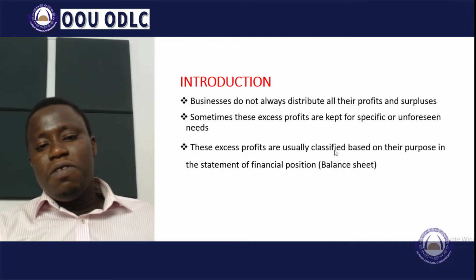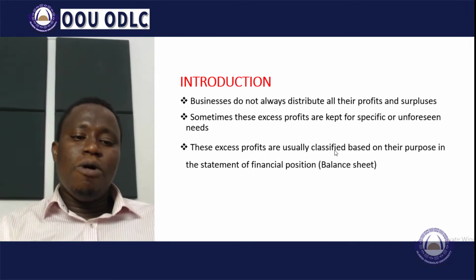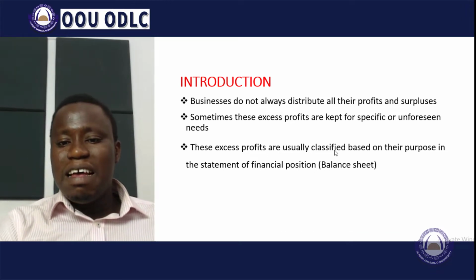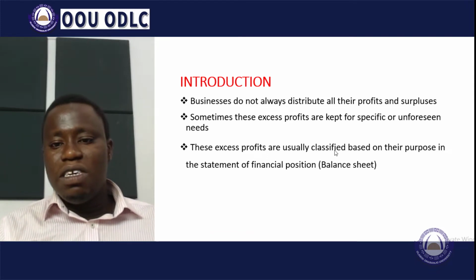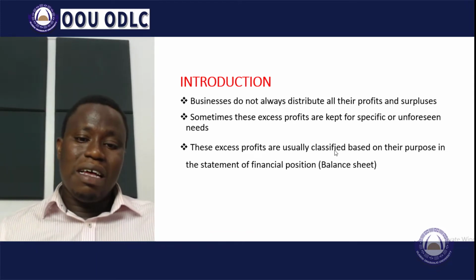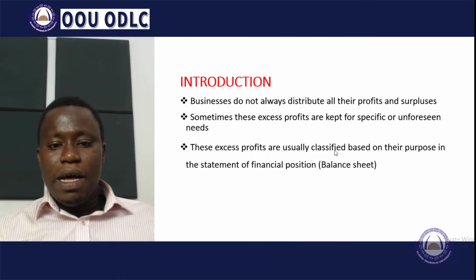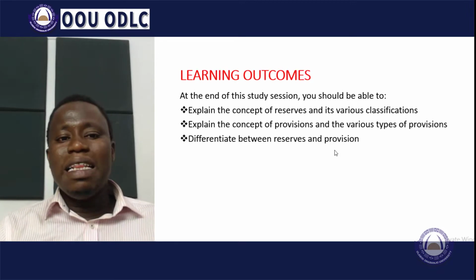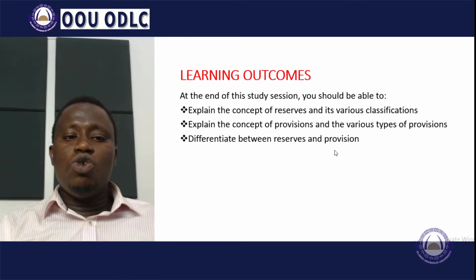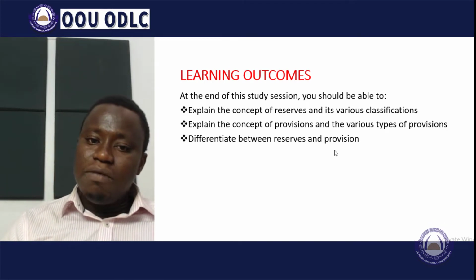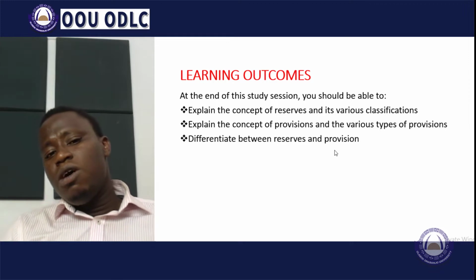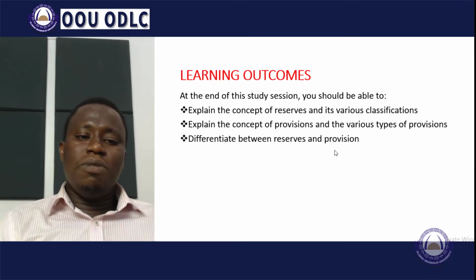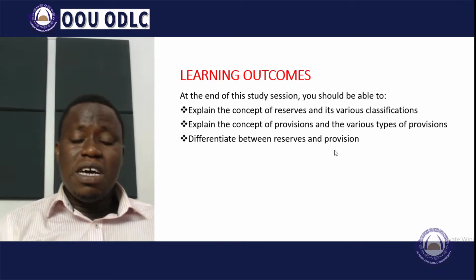These excess profits are usually classified based on their purpose in the statement of financial position. That is, the profits that are set aside for specific or unforeseen needs are usually classified in the statement of financial position, and their classification is usually based on their purpose. Now, at the end of this study session, you should be able to explain the concept of reserves and its various classifications, also explain the concept of provisions and the various types of provision, and be able to differentiate between reserves and provision.